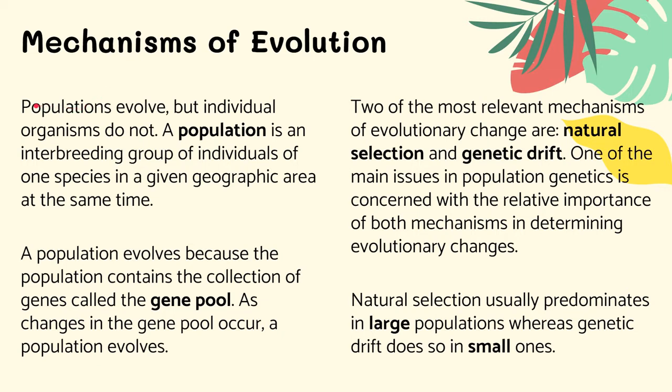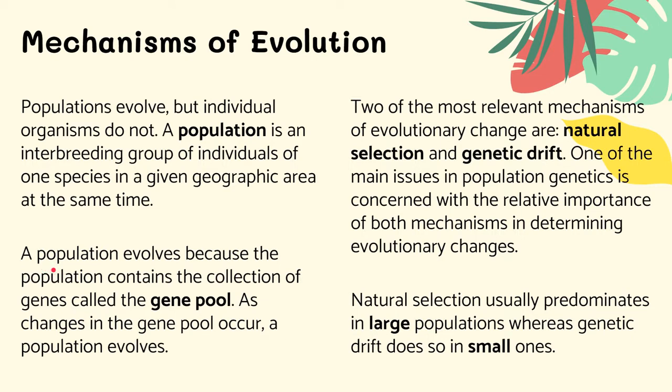So again, according to the modern synthesis theory of evolution, populations are the ones who evolve, not individual organisms. And we define population as a level of organization. It is a group of interbreeding individuals, okay, of one species. So again, always with letter S, always in plural, even if we're just talking about one group. So one species in a given geographic area at the same time. So this is how we define a population in biology.